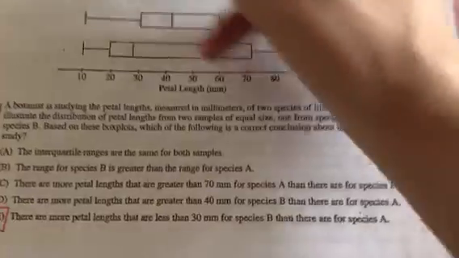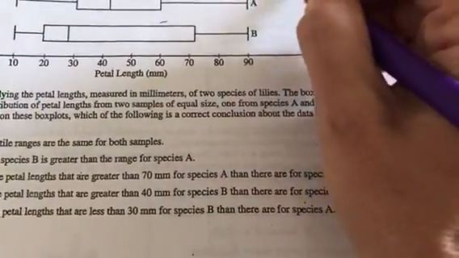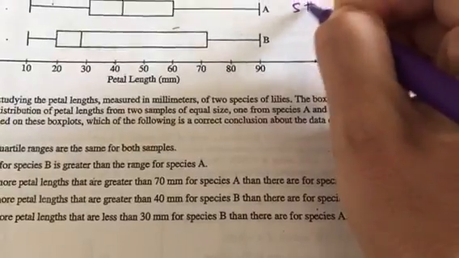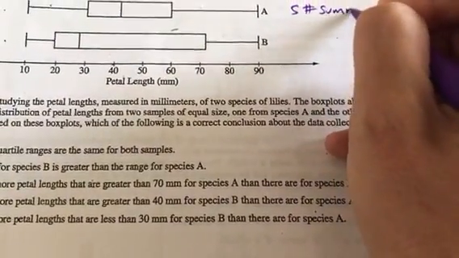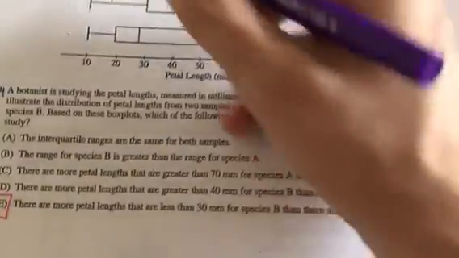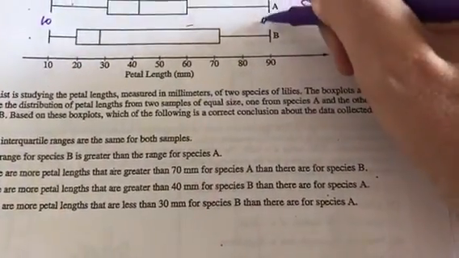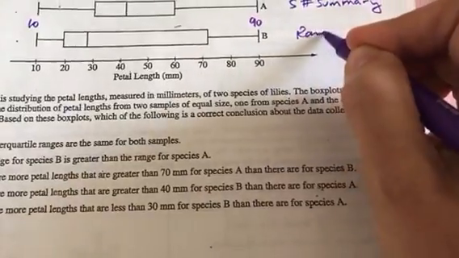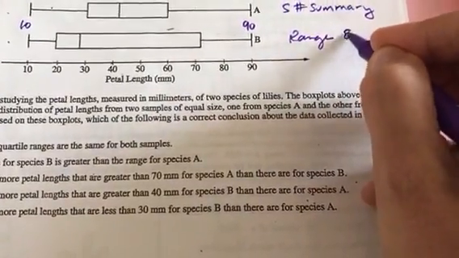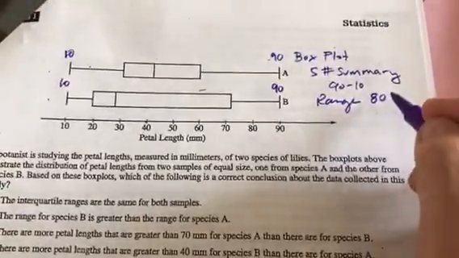So you've been trained that a box plot is a 5-number summary. So let's write out these summary items, and they're going to ask you questions in relation to these 5 numbers. So it looks like our min is 10 and our max is 90. So our range would be 80, or 90 minus 10. This would be our range of both.